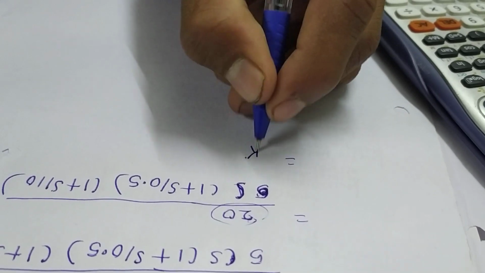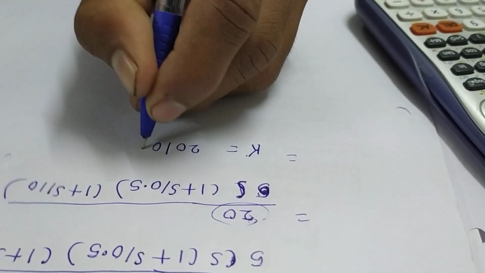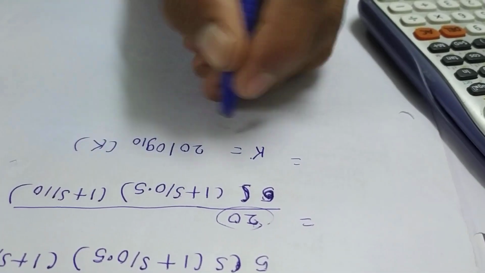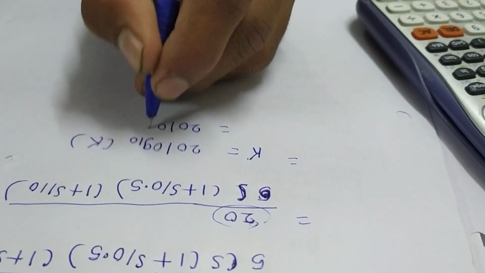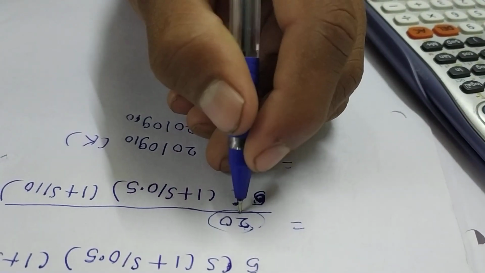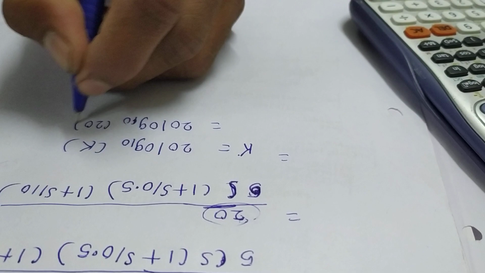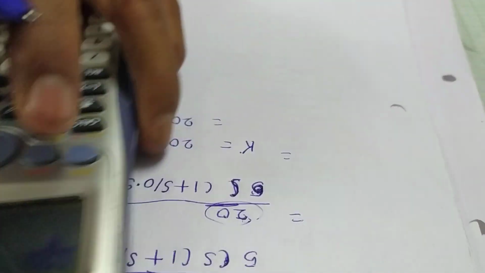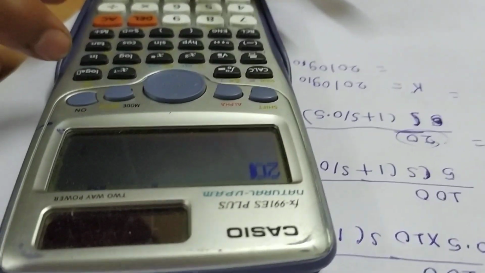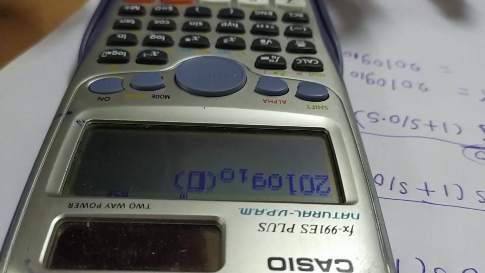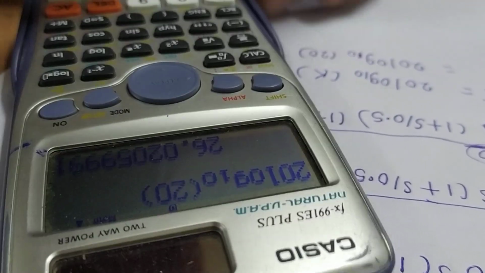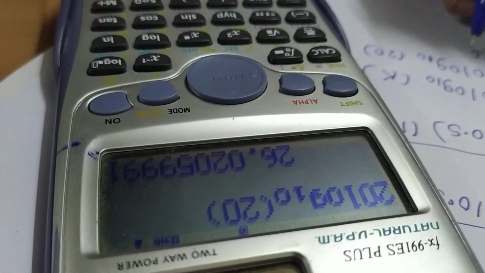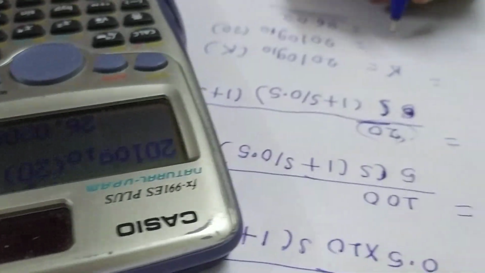So K is equal to how much? K in dB is 20 log 10 to the base of K, and here K is 20. So first you take it to the calculator: 20 log 10 to the base of 20. The value becomes 26.02. This is the value.